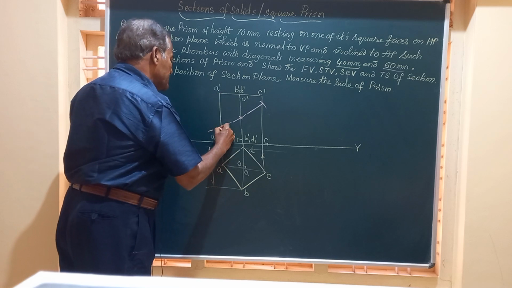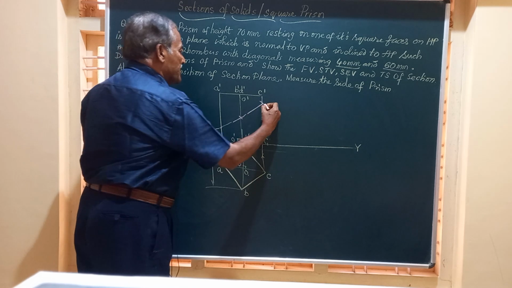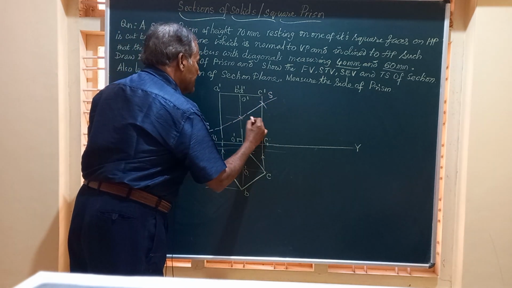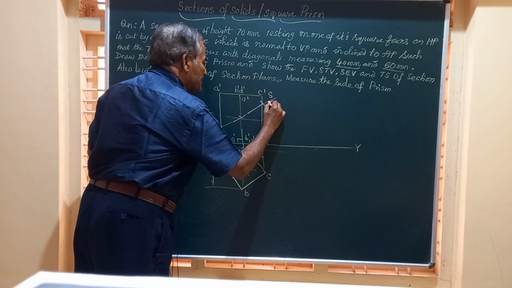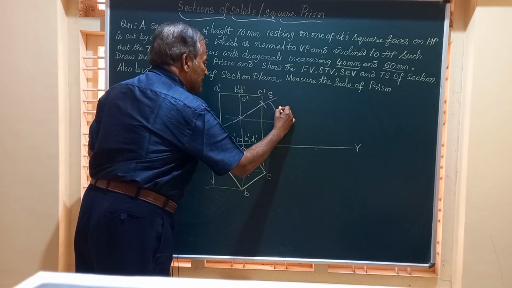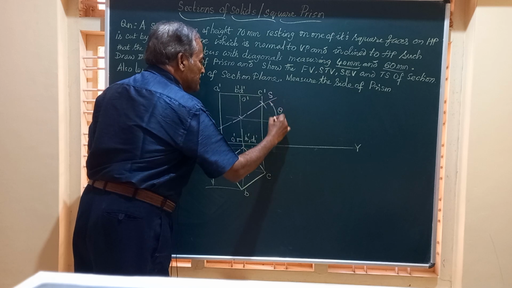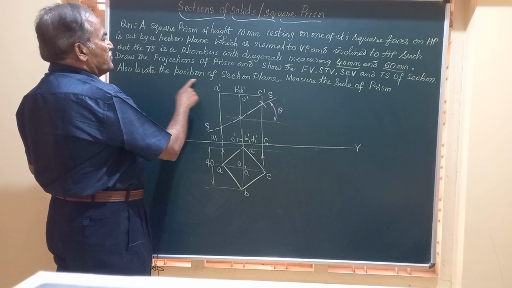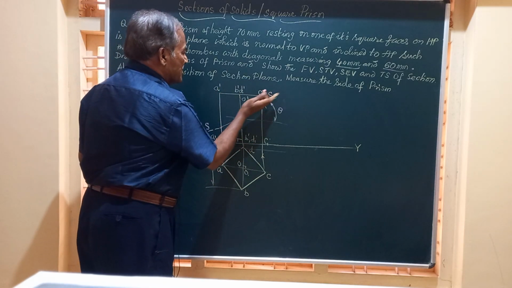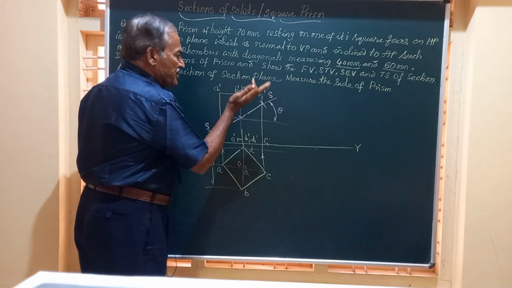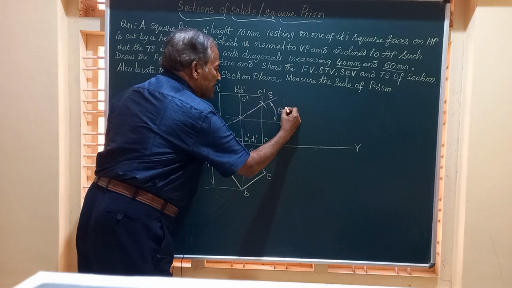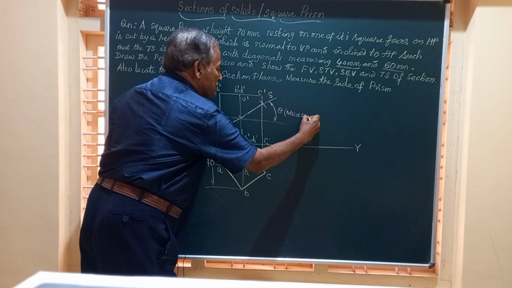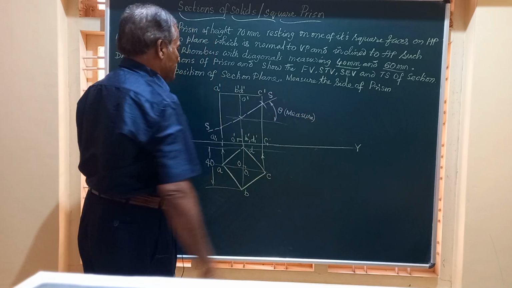And I will extend this and say this is the section plane SS. This section plane is making an angle of theta with the horizontal. This theta can be measured. That is a part of the question: locate the position of the section plane. So the section plane SS is perpendicular to VP and inclined at theta. This can be measured. I will say measure the inclination of the section plane.